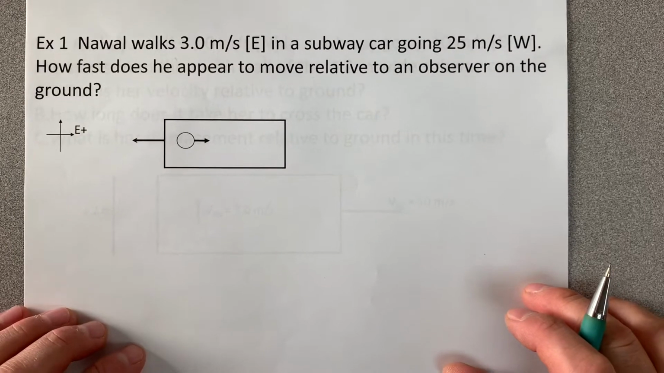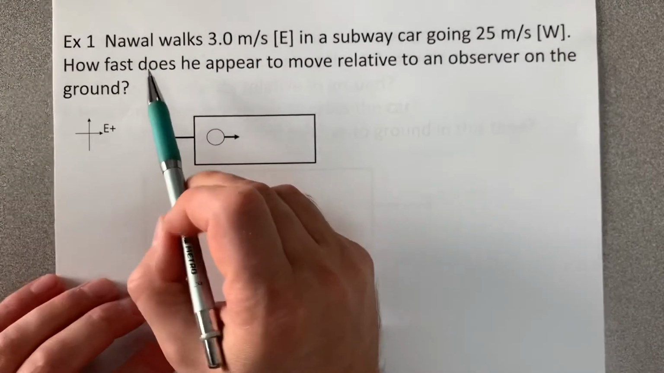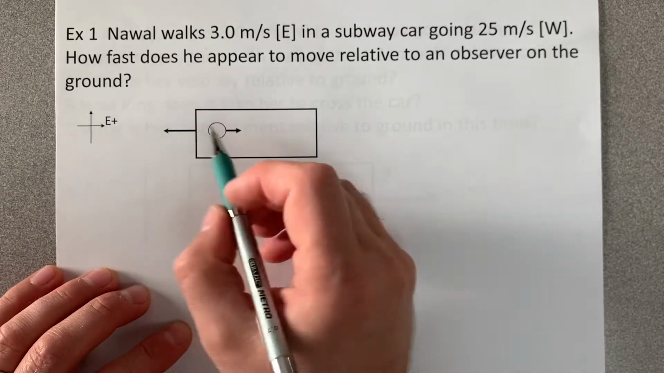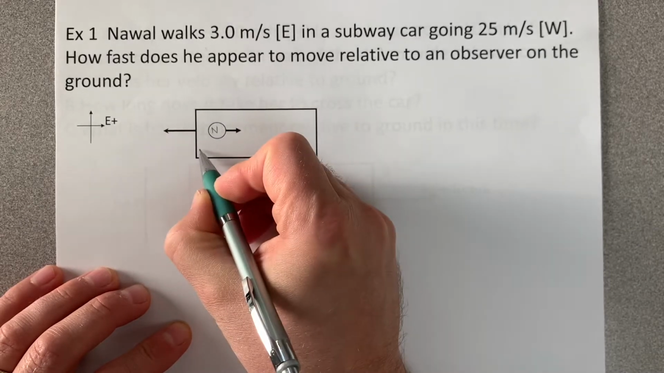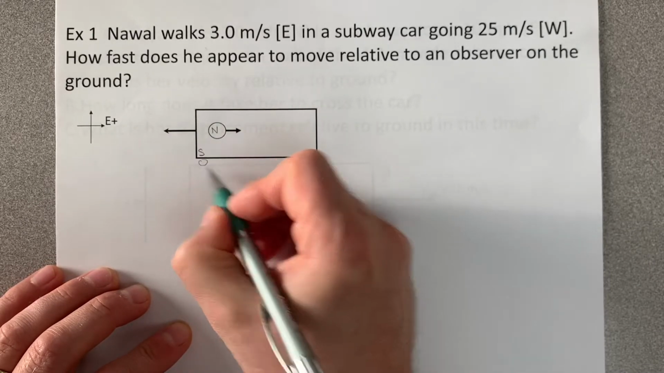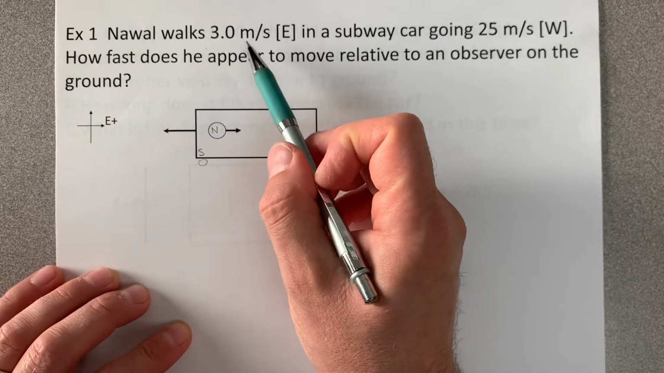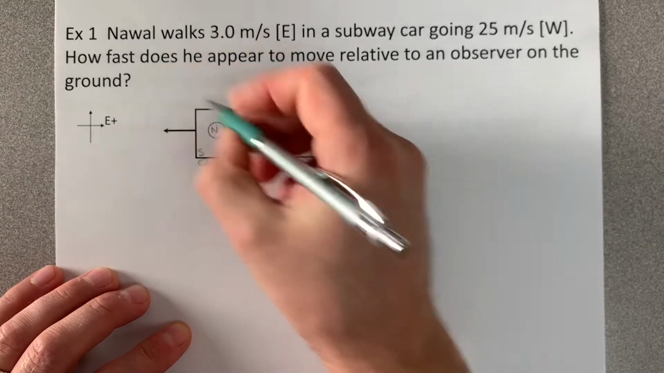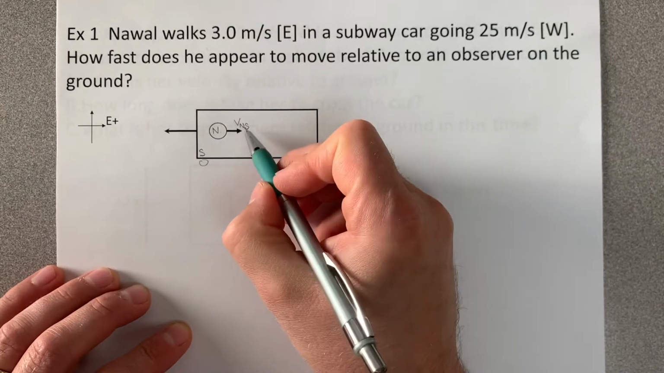I've got one where we've got this person, so Nawal is in a subway. Nawal is walking 3 meters per second east. So let's say this is Nawal right here. This is the subway car. You can imagine there's some wheels down here and the subway is moving this way. If Nawal walks at 3 meters per second east, I'm going to say it's the velocity of Nawal relative to the subway car, if we can give things letters.